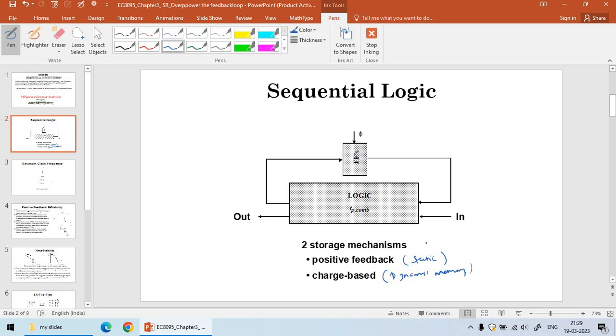Static means positive feedback has been applied, in which some part of the output is given to the input, and as long as power is applied, the memory will be retained in the cell. In the case of charge-based memory, the MOSFET is considered as a capacitor, where you store some charge in the node capacitors. That is considered to be the charge storage mechanism in the case of dynamic memories.